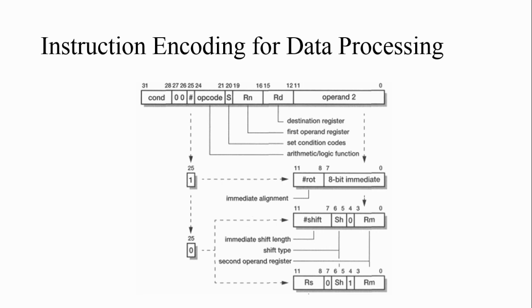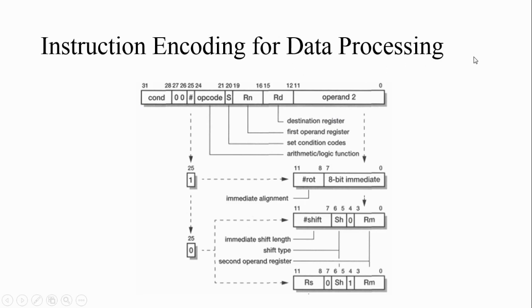In this lecture, we are going to design a single cycle data path for data processing instruction. In the previous lecture, we have seen how to design the data path for store and load instruction. Now we are going to do it for data processing instruction. So first we will see the instruction encoding or binary encoding for data processing instruction.